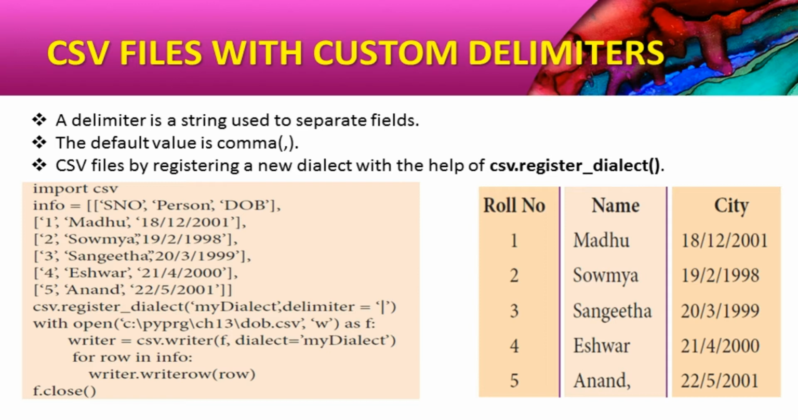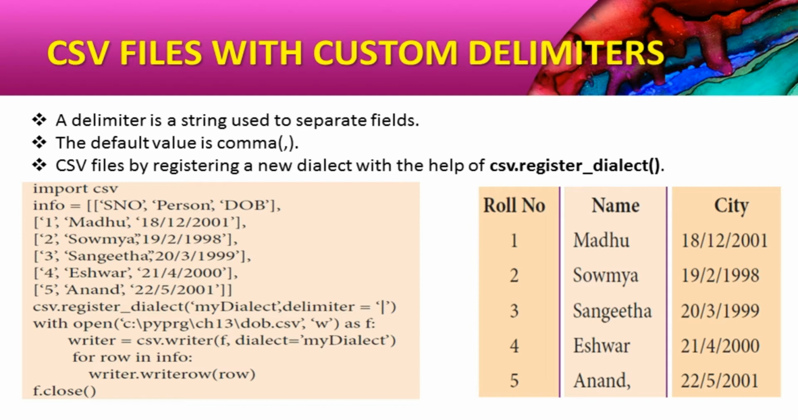Let us see the example. Import csv, we import the CSV module. Info, we declare and add some information: serial number, person, date of birth. First one Madhu 18/12/2001, second one Soumya 19/12/1998, third one Sangeeta 20/3/1999, fourth one Ishwar 21/4/2000, fifth one Anand 22/5/2001. Here we are going to register the dialect for the purpose of reading CSV files.